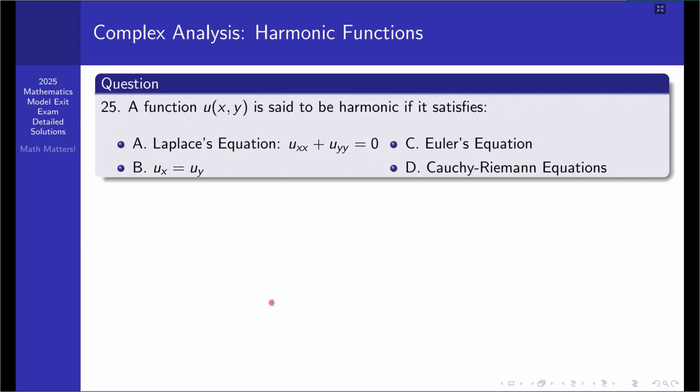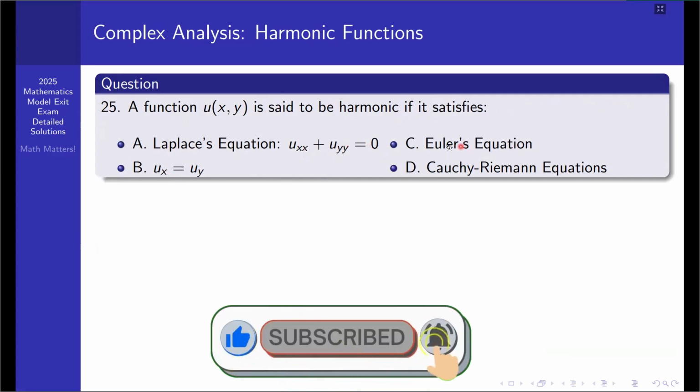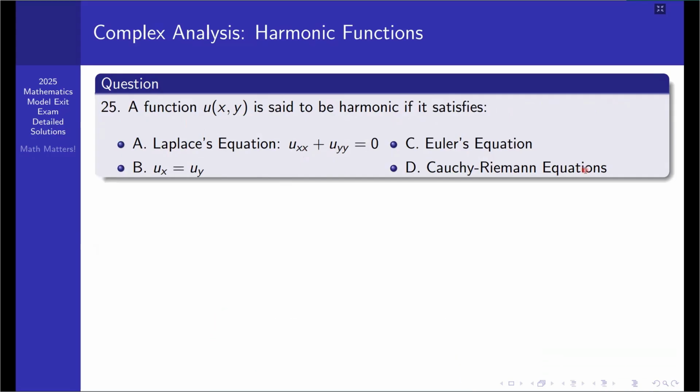Question number 25. A function u of x, y is said to be harmonic if it satisfies: A, Laplace equation, u_xx, the second partial derivative of u with respect to x, plus u_yy is equal to 0; B, u_x is equal to u_y; C, Euler's equation; D, Cauchy-Riemann equations.